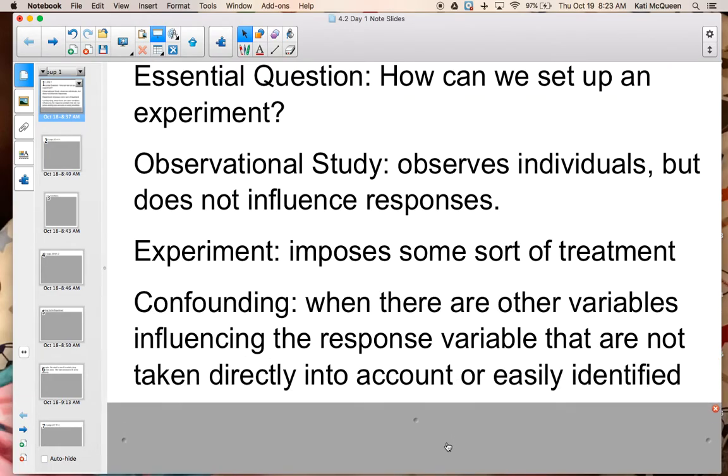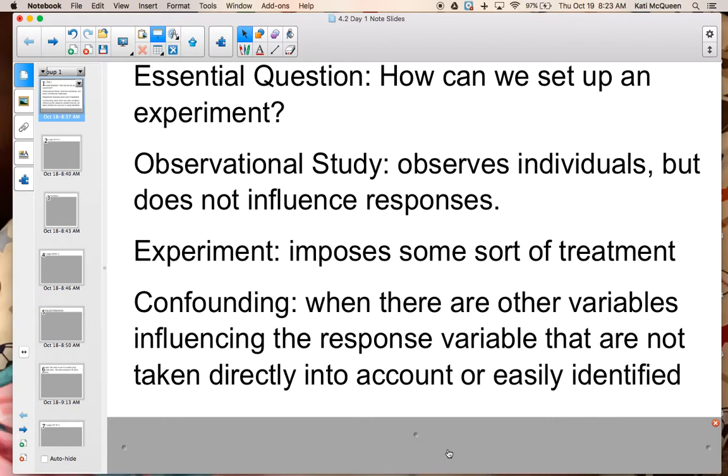All right, so confounding is something that sometimes works its way in here. Confounding happens when there are other variables influencing the response variable that are not taken directly into account or easily identified. So there's almost always something confounding or other variables. Like, let's go back to the IQ score and GPA. There are going to be a lot of variables that determine somebody's GPA, not just their IQ score.